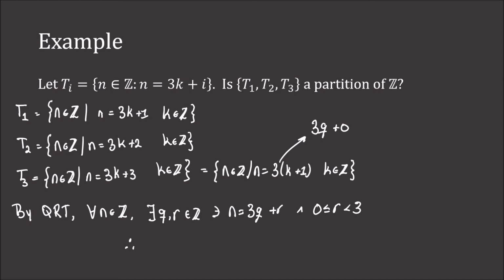So this covers where the remainder is 1, that's T1. T2 covers where the remainder is 2. And T3 will cover where the remainder is 0. So, and they're all disjoint. So T1, T2, and T3 do form a partition of the set of integers.